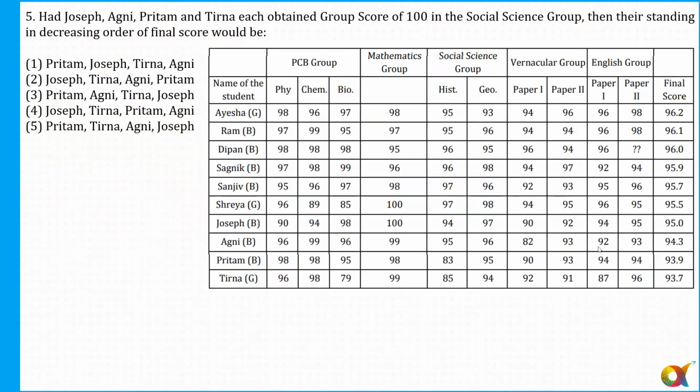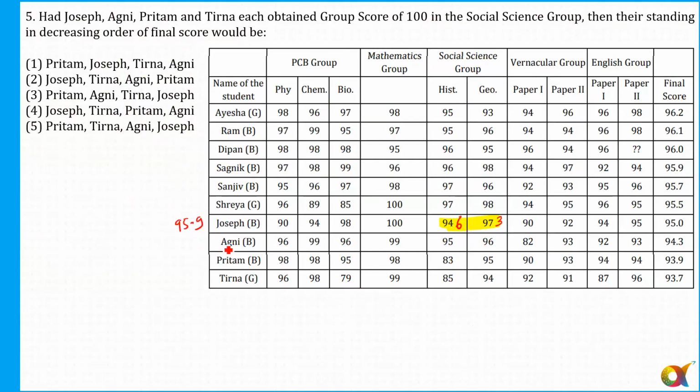First of all, let's talk about Joseph. For Joseph, it is the social science group. Not 90 and 97. In the social science group, it was 94 and 97. But now the group score is 100. So 6 in history, 94 plus 6. In social science, 97 plus 3. So the total increase will be 6 plus 3, that is 9. And 9 by 10, so the average will change by 9 upon 10 because of this group. So for Joseph, the new average is going to be 95.9.